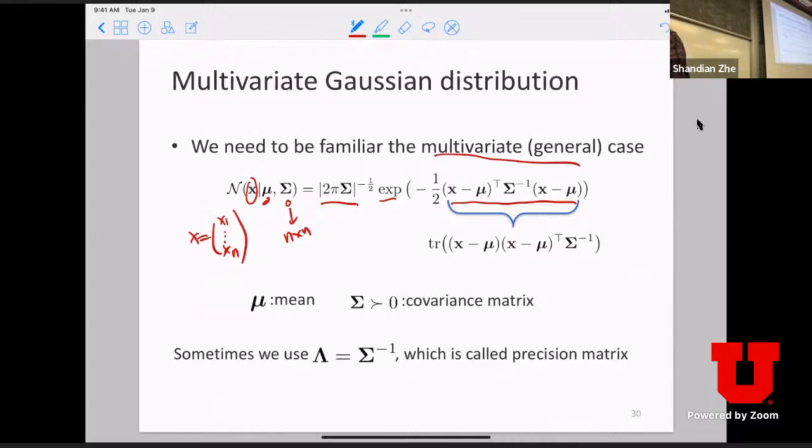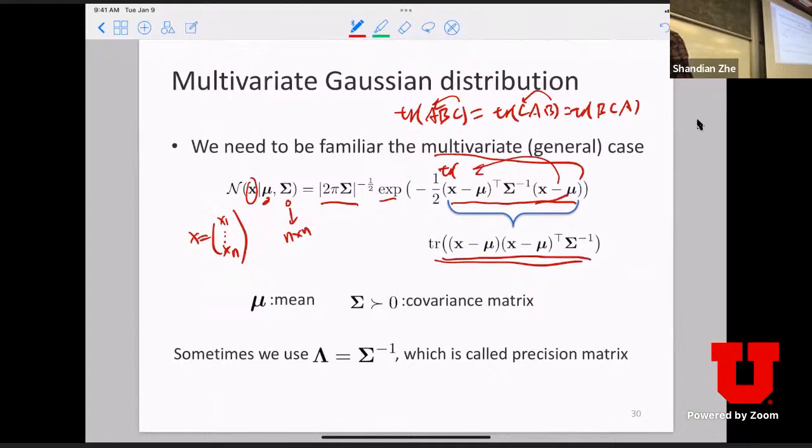Another commonly used notation for this is to convert it into a trace operation. Remember, trace has a nice property that you can rotate the elements inside the trace, say A, B, C can be rotated to B, C, A. Here, because this is a scalar, its trace is itself. So you can put a trace around it, and then move x minus mu in front. You end up with an equivalent notation, which is the trace of x minus mu transpose, and sigma inverse.